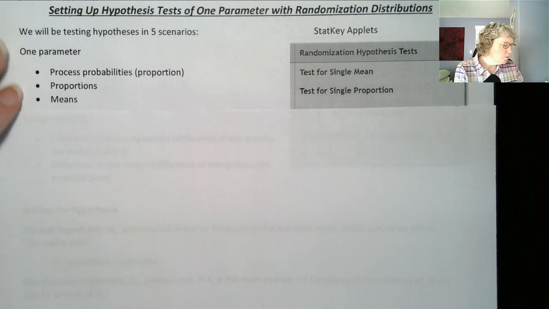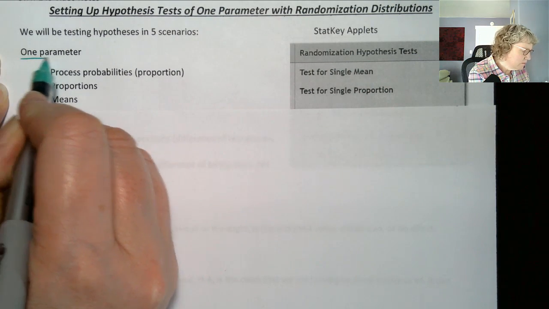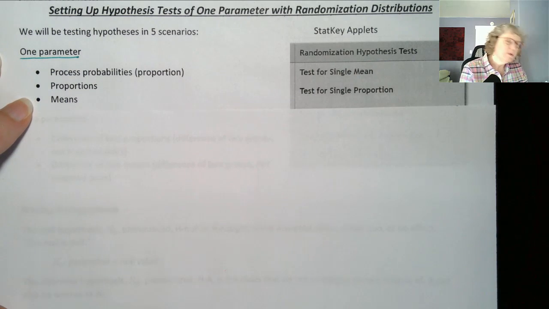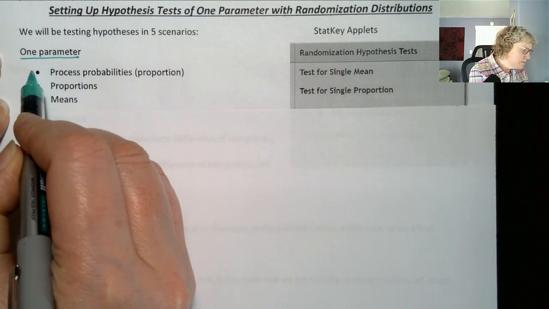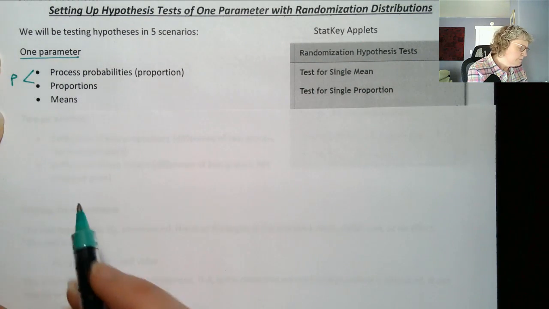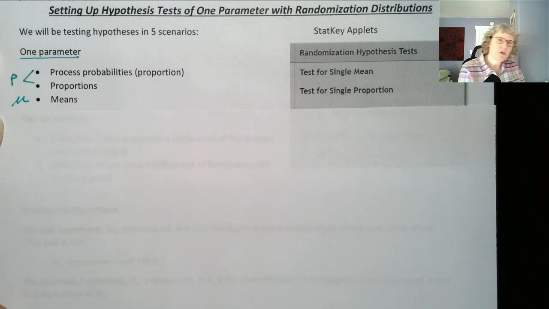For one parameter, which is what we're doing right now, there's 3 different options, and 2 of these are kind of similar. These are both P, and then a mean is mu, as we've seen before. So a process probability is something like the one we just did, where we're testing it against flipping coins, or some other process. It doesn't have to be 50-50. It could be 1/3, 1/3, 1/3, like rock, paper, scissors, or something where we're testing against a random process.